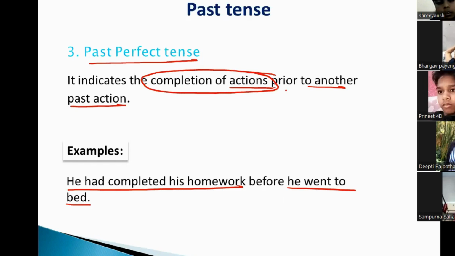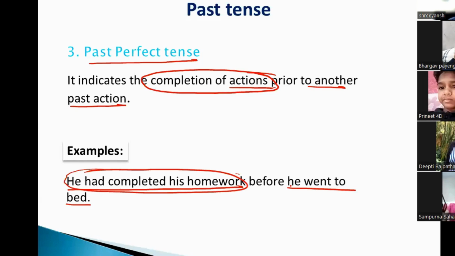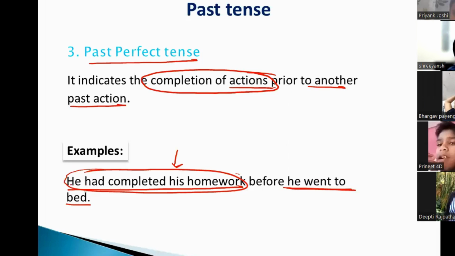prior means before another past action. So here, he had completed his homework is our first action that is completed before the second action. He has first completed his homework and then he went to bed. So this should be represented using past perfect tense. He had completed his homework before he went to bed.